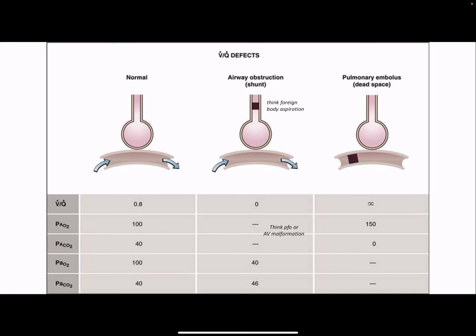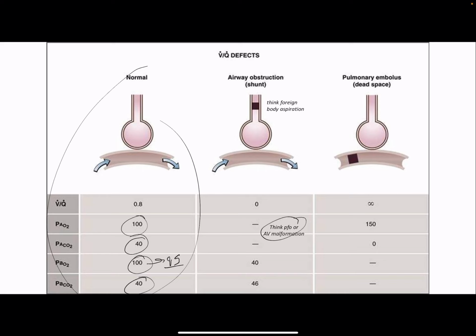So for shunts or dead space, this is all normal, and we should be familiar with this. Alveolar oxygen is 100. Alveolar CO2 is 40. Arterial oxygen should be about 100, maybe 95 once we consider that the bronchial vein dilutes it a little bit. PaCO2 should be about 40. Okay, well now think if we have a PFO.